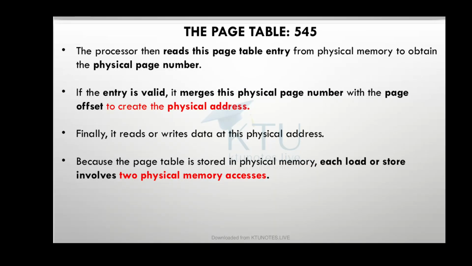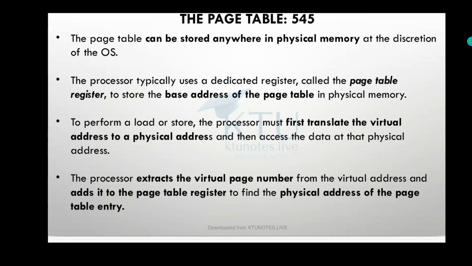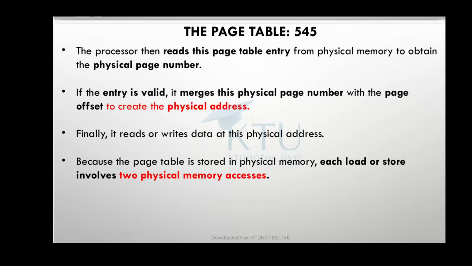The processor then reads this page table entry from the physical memory to obtain the physical page number. When you extract the virtual page number from the virtual address and add it to the page table register, you get the physical address of that page table entry, which you can use to find the physical page number. If the entry is valid, it merges that physical page number with the page offset, so you can create the physical address.